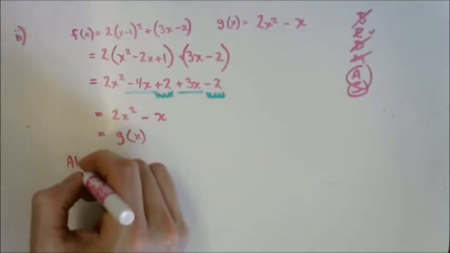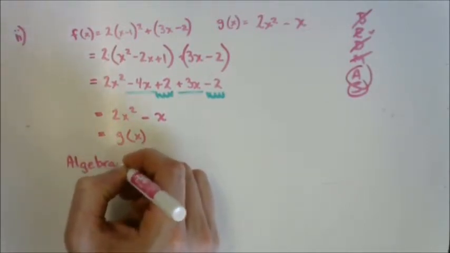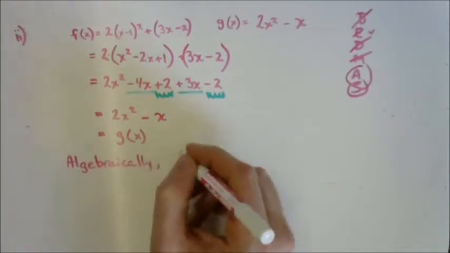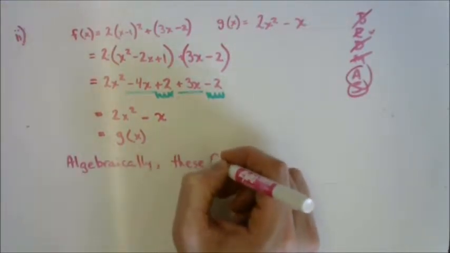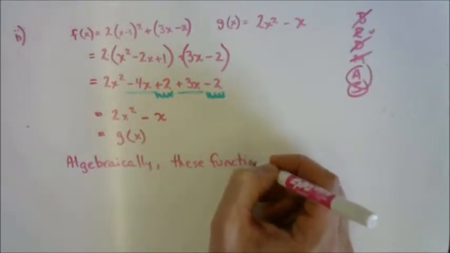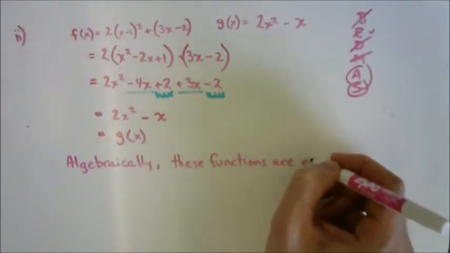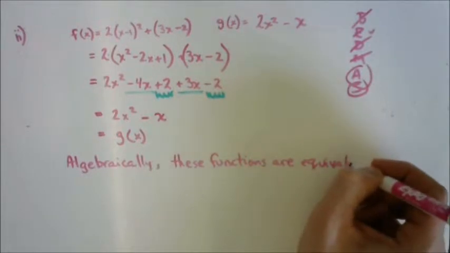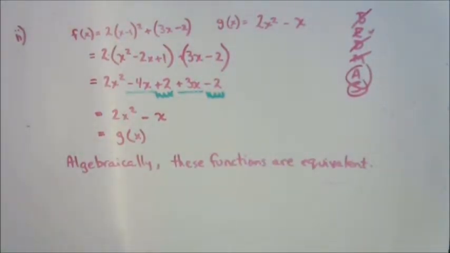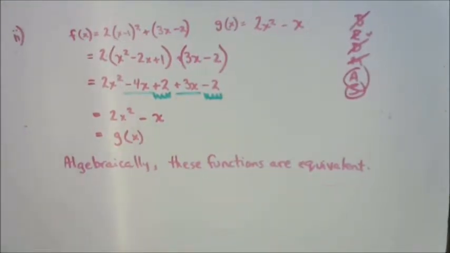So we can say, algebraically, these functions are equivalent. Just testing 3 points isn't enough to confirm that they're equivalent, but if you can algebraically simplify and reduce one of the equations to be the exact same as the other one, then you know that the functions are equivalent. We'll take a second now to quickly graph it on Desmos, and then you can see that they are.